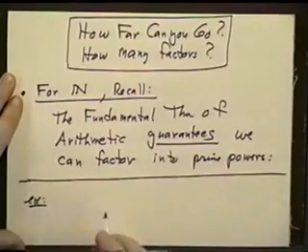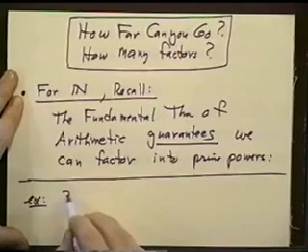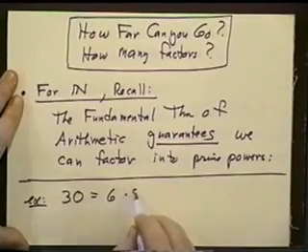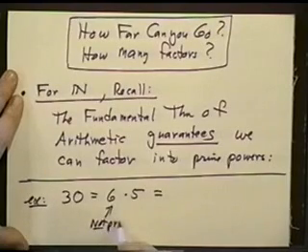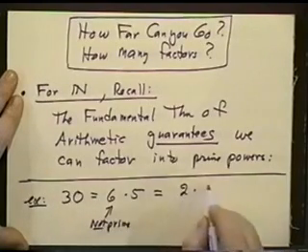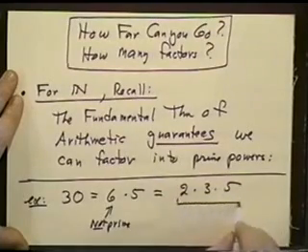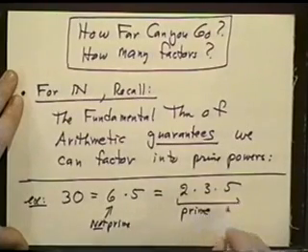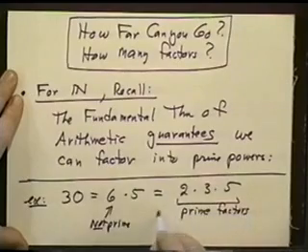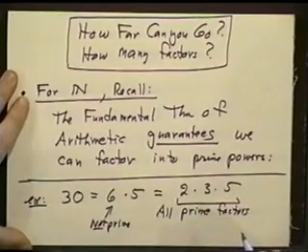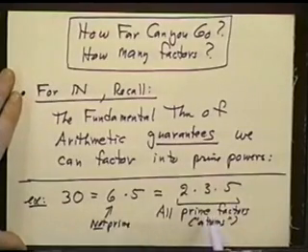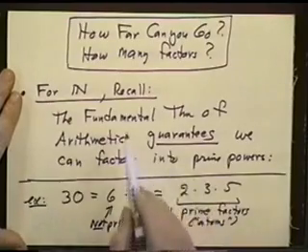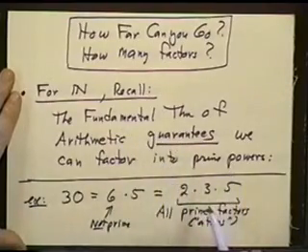For example, here's a nice easy case just to get you started here. 30, of course, is 6 times 5. But 6 is not prime. So we can go a little further. We finally get down to 2 times 3 times 5. These are prime factors. They are all prime factors. Okay? These are the atoms, as I called them once before, of the natural numbers. Because every natural number can be, by the fundamental theorem of arithmetic, factored into prime powers.